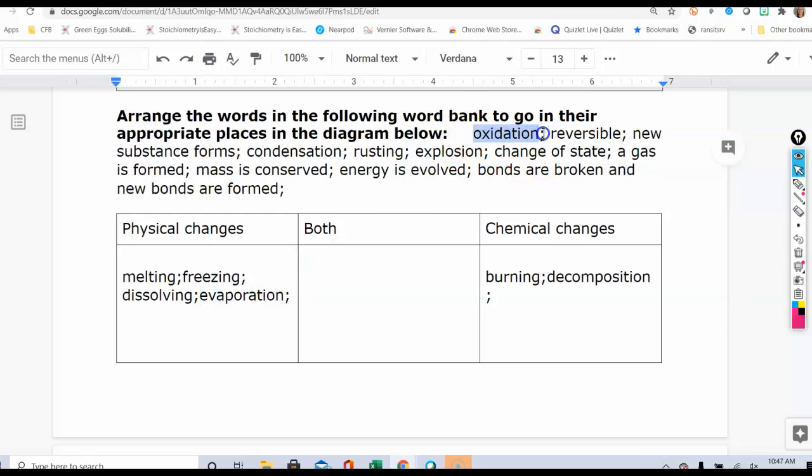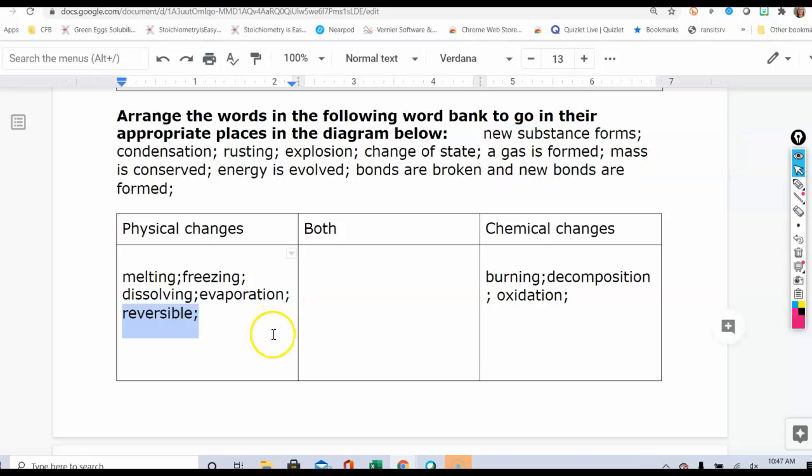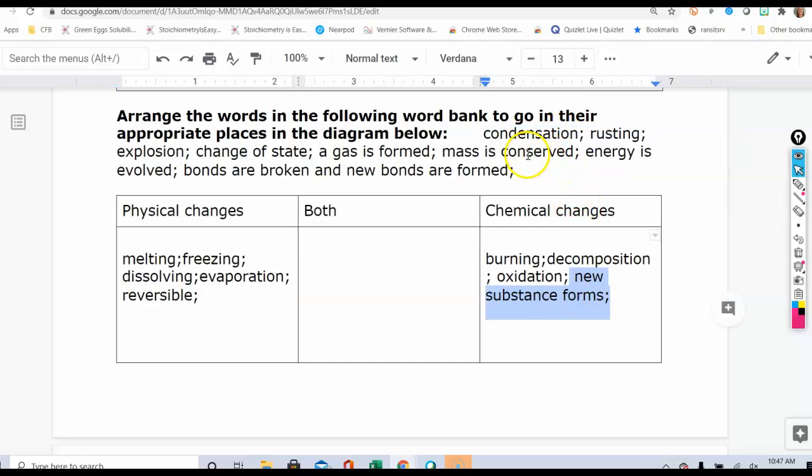But oxidation is actually a chemical change. Now, this term reversible: you have been taught that chemical changes are not reversible, and we're going to go with that. So physical changes in our understanding right now are the only things that can be reversible. But truthfully, there are chemical changes that can be reversed. For our purposes right now, we're going to go with physical changes being the only things that can be reversed. Chemical changes, a new substance forms.